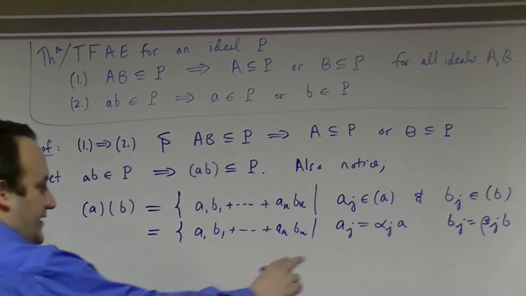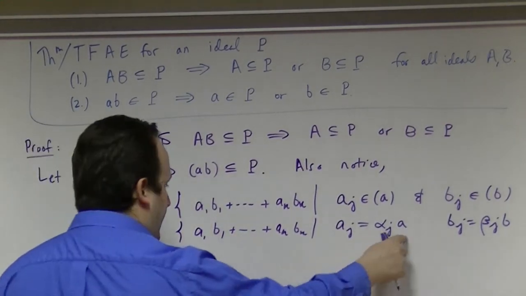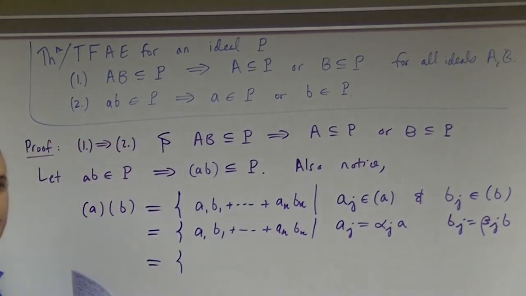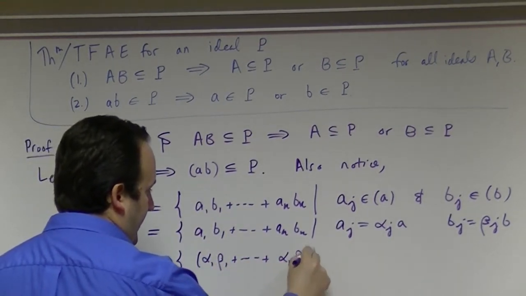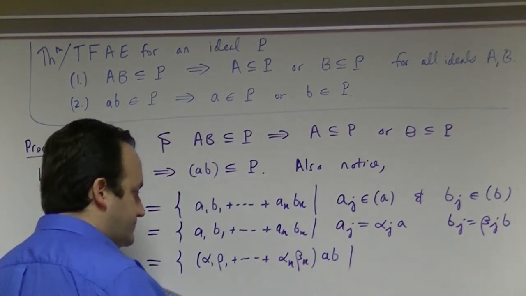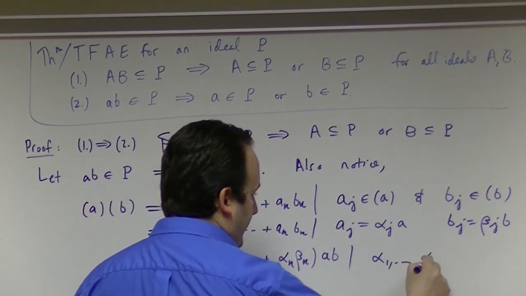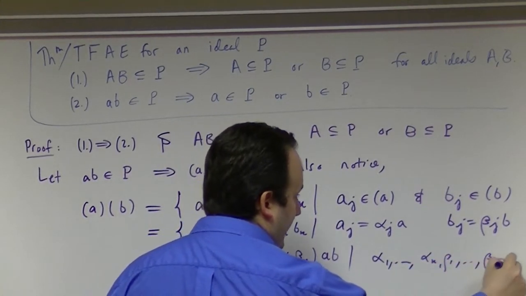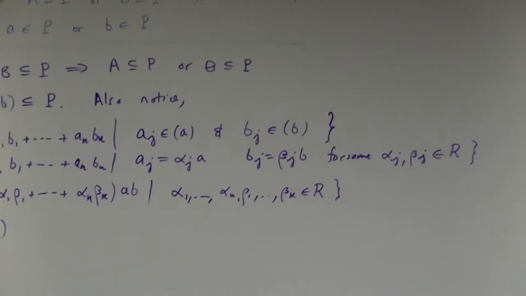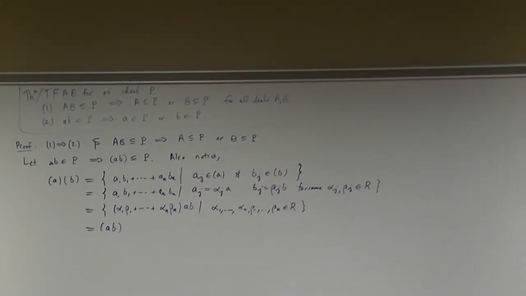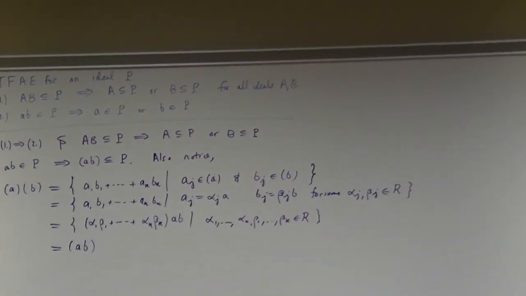So if you put these back in here, what you really have is what? You've got an A and a B on each one of these. So you can factor out alpha 1, beta 1, through alpha k, beta k, and outside you get AB, right? Where alpha 1, beta 1, and so on, are just elements forming multiples in the previous step. But hey, what's that?